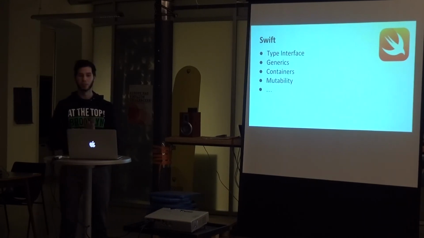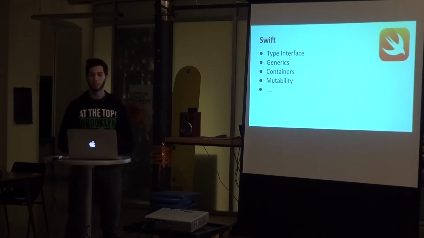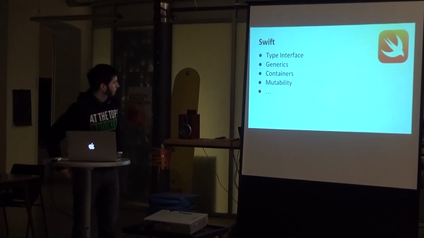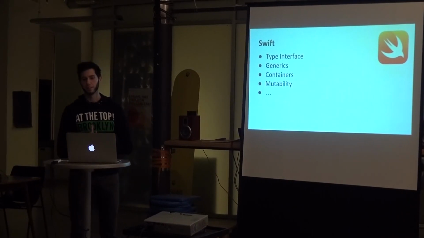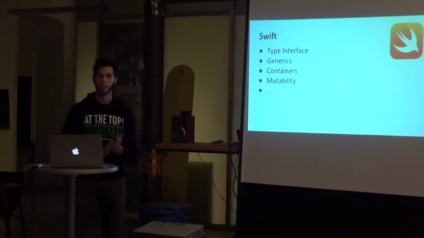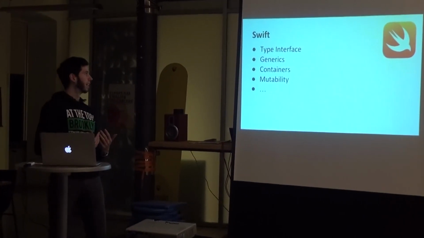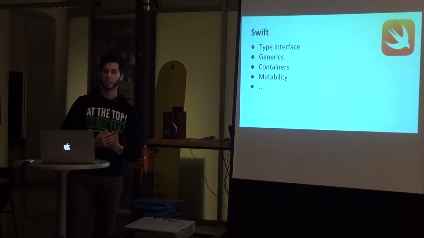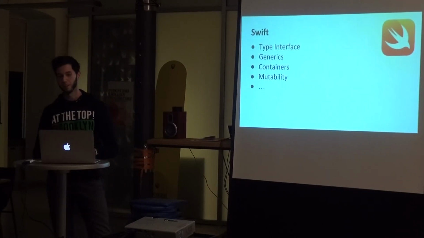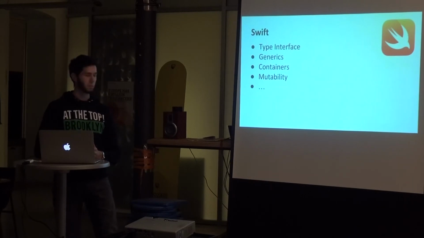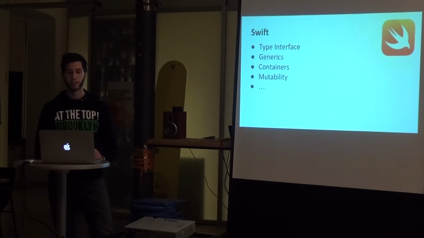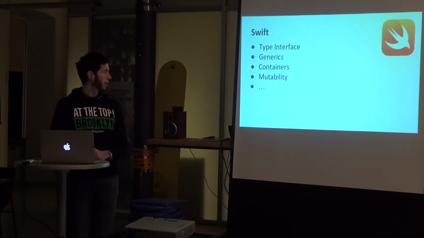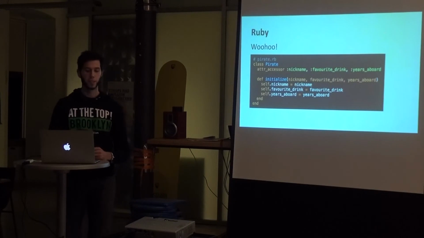So, Swift. Swift has type inference, has generics, containers that are useful, mutability. These are all things that we as Ruby developers are mostly used to, but Objective-C is more than 30 years old, so most of the stuff Swift now has, Objective-C still lacks. So let's begin with a small sample.